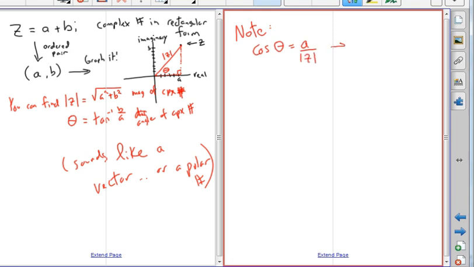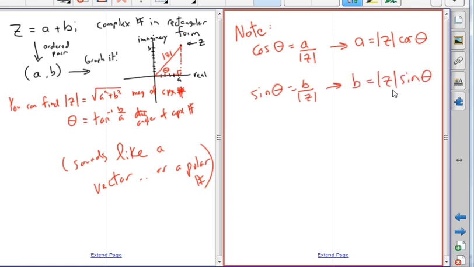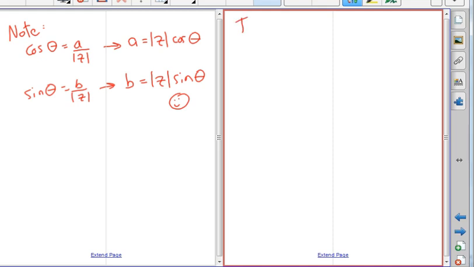A couple of things to note along those lines, since we're thinking about it, the cosine of that angle would be adjacent over hypotenuse. So that would be a, the real part, over the magnitude. If we solve that for a, multiply both sides by magnitude of z, we have a equals magnitude of z cosine theta. Along the same lines, the sine of this angle theta would be b, the opposite side of that triangle, over the hypotenuse, which is the magnitude of z. Solving for b, multiplying both sides by magnitude z, we get b equals magnitude of z sine theta. Once again, look familiar? Magnitude sine theta, magnitude cosine theta. Yeah, we're real happy about that.